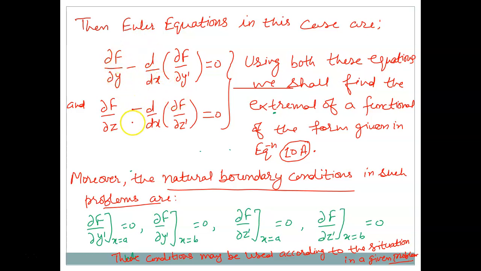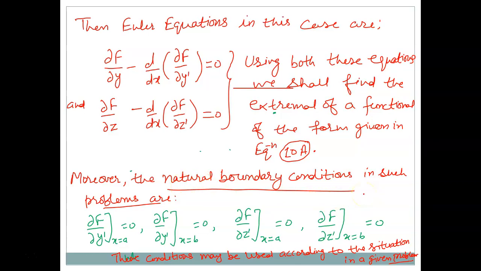One is for y and another is for z. Using both these Euler equations, we shall find the extremal of the functional of the form given in equation 10a. Now, if boundary conditions are not prescribed, then the arbitrary constants obtained in the solutions can be further computed by applying the natural boundary conditions.